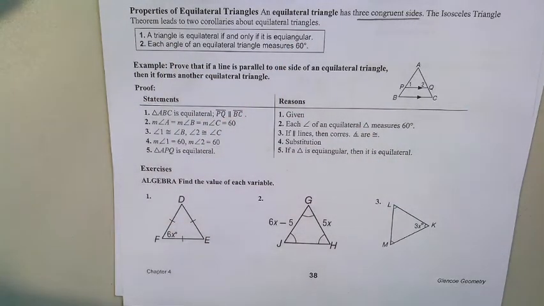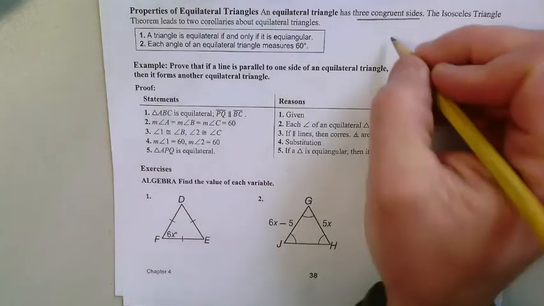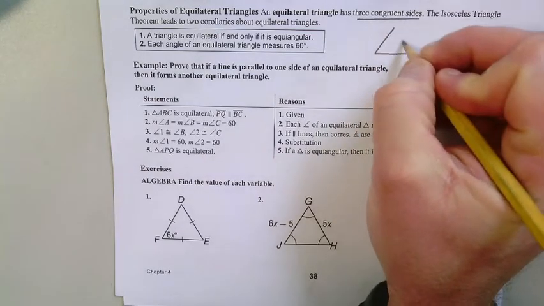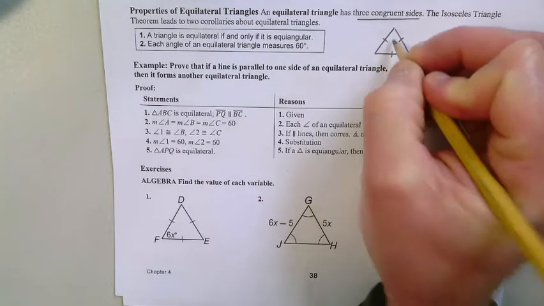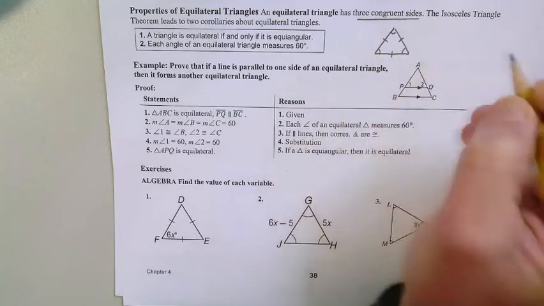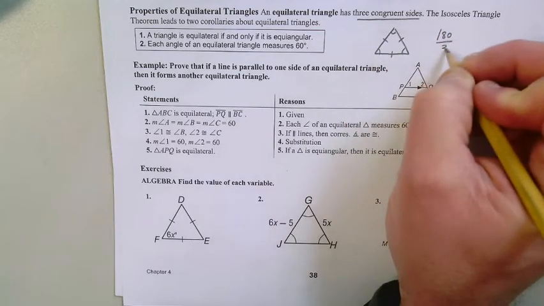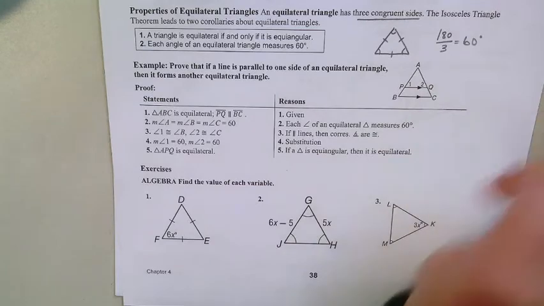Number 2, each angle of an equilateral triangle is 60 degrees. Now again, remember, if you have 3 congruent sides, that leads to 3 congruent angles. If I take 180 divided by 3, each angle is 60 degrees.